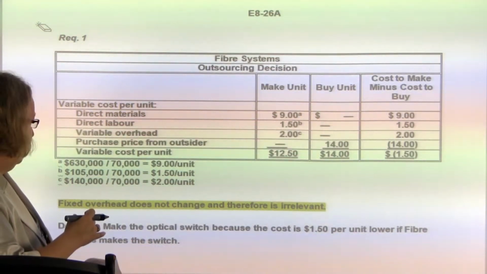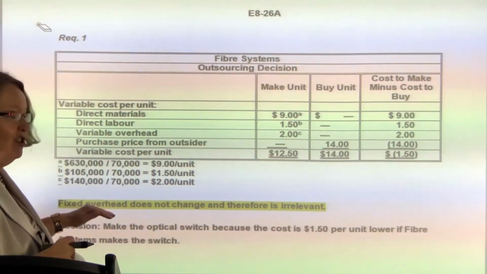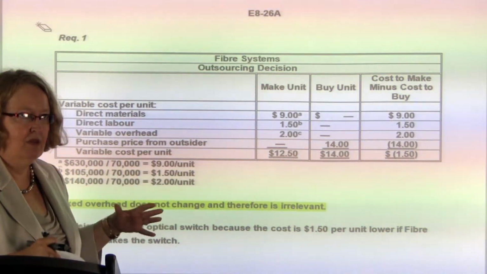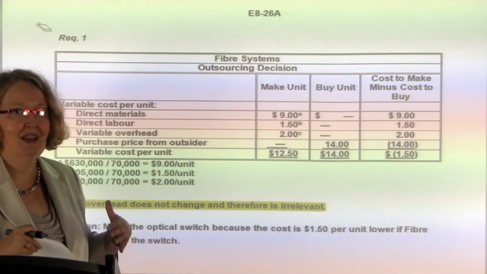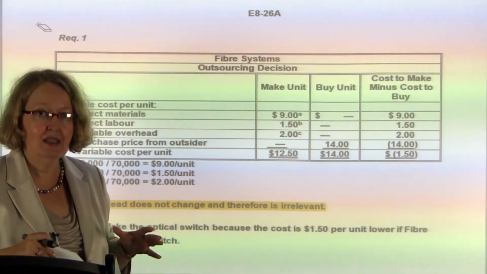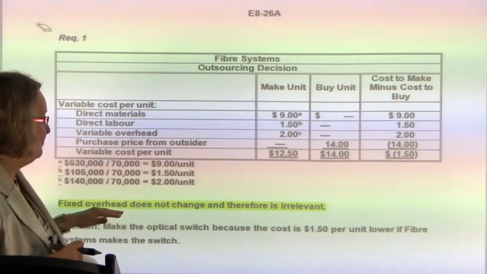So you've got to get it all expressed on a per unit basis. So again, your fixed overhead is not changing as a result of making this decision whether you outsource or not, because you're not told that it is changing. So again, you have to assume it's not going to. And in most cases, it doesn't actually change.